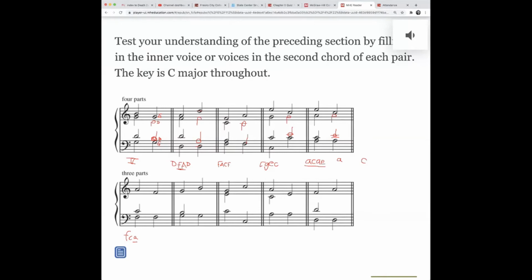Which means it's got to go where? Has to go right there. Right there where the tenors have it. Yep. Good.